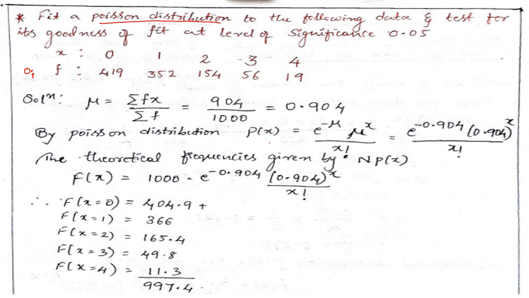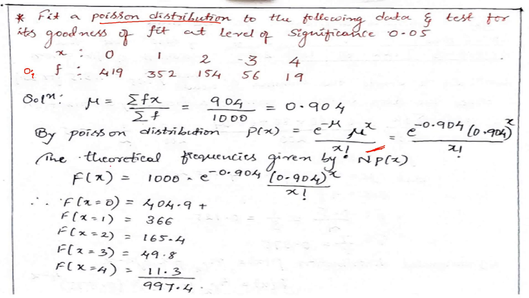As you know, Poisson distribution is defined by P of x is equal to e power minus mu into mu power x divided by x factorial. So I need to find out mu value. Mu is summation fx divided by summation f. Considering those two values, I got the value of mu as 0.904.